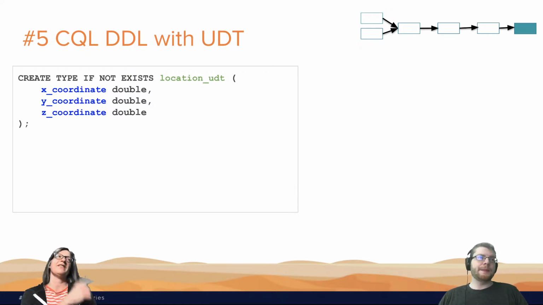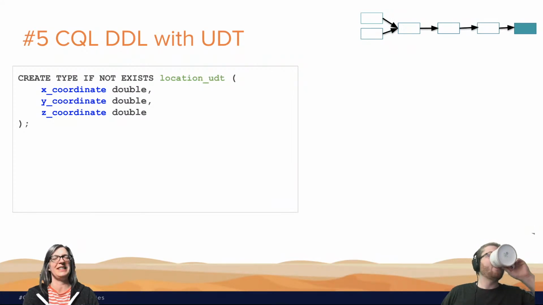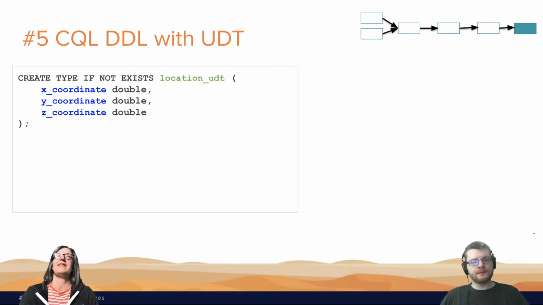So, we've got one, because we get this question all the time. How do we deal with UDTs, user-defined types? So we've got an example here, and then we see it later in the code. How do you deal with that? I thought it was interesting to include that.